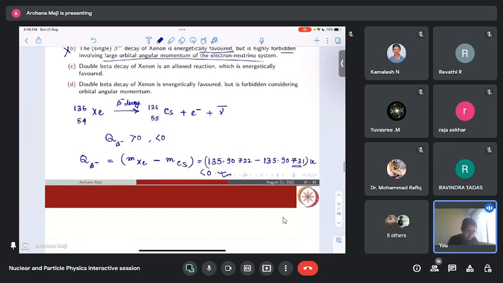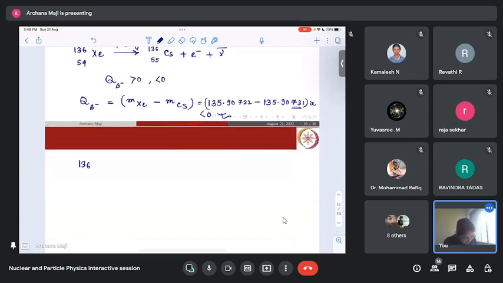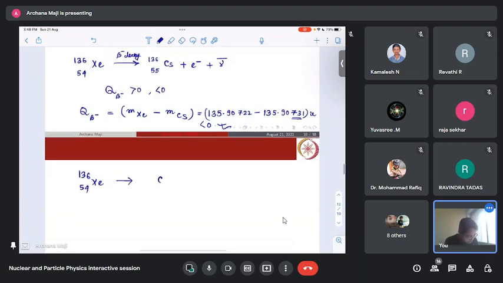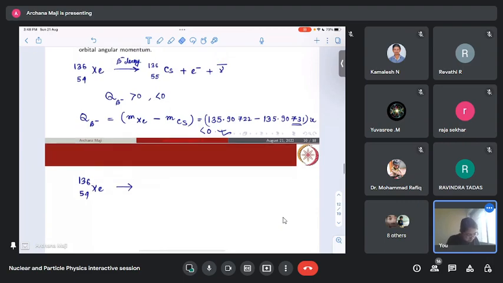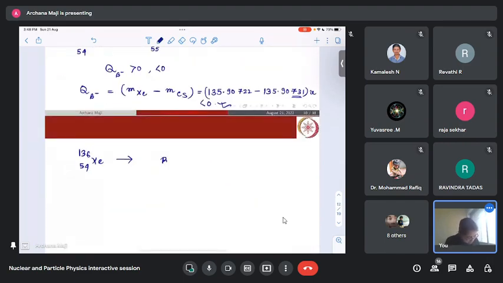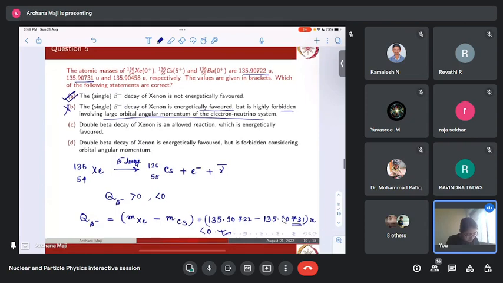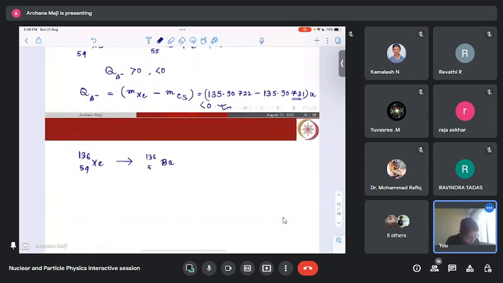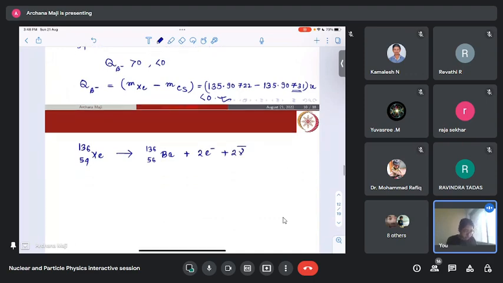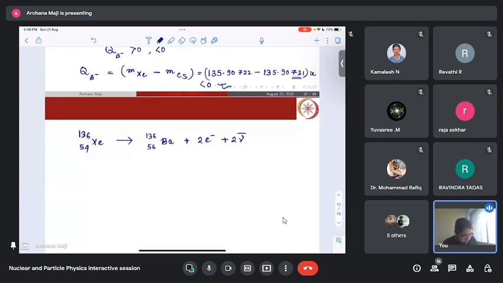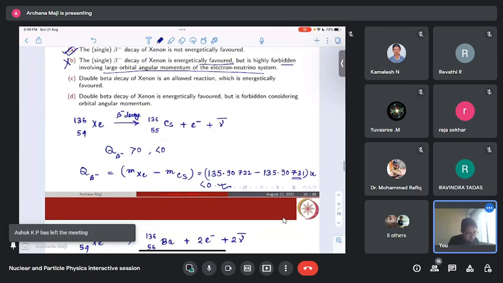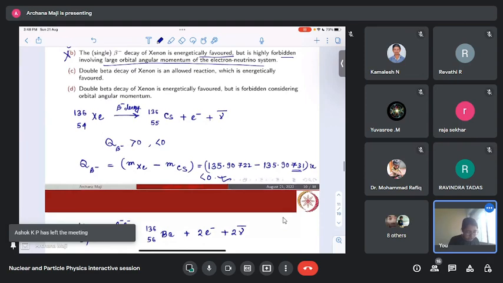So what does double beta decay mean? You have xenon 136, and under double beta decay it will become barium 136, two electrons will come out, and two antineutrinos will come out. So this is the double beta decay, or it can also be written as beta beta decay. And we need to see whether it is energetically favored or not.